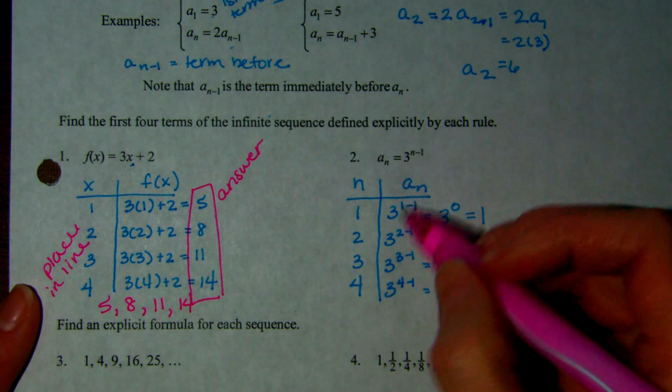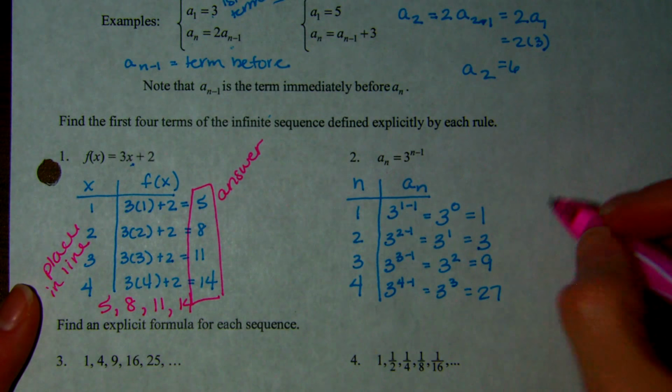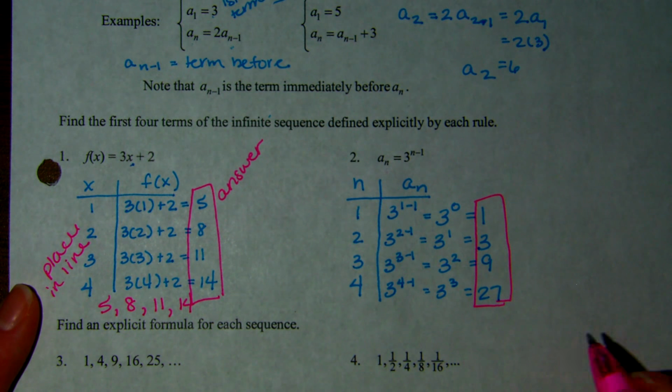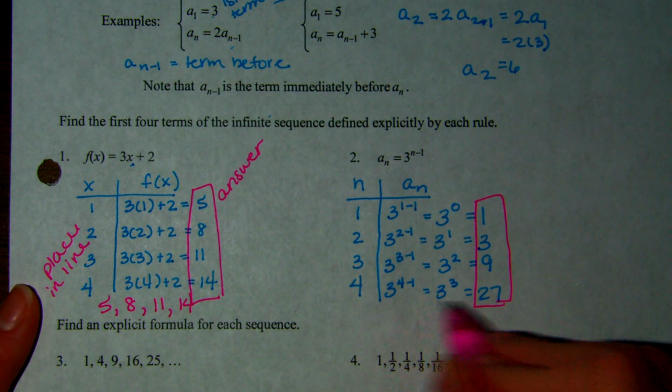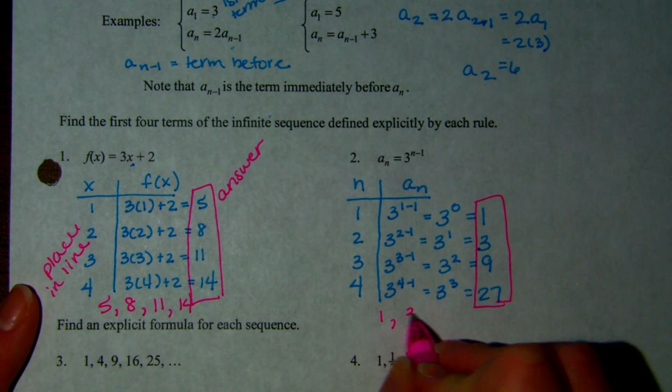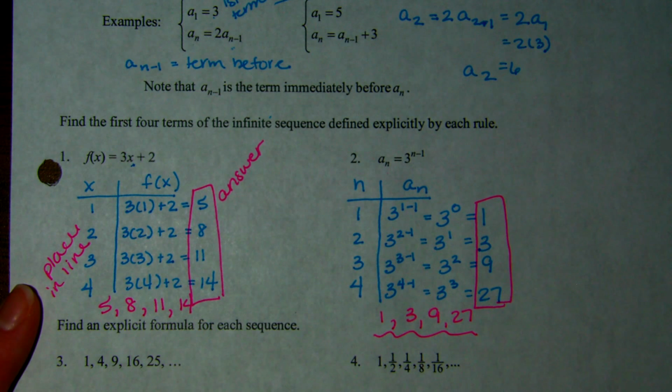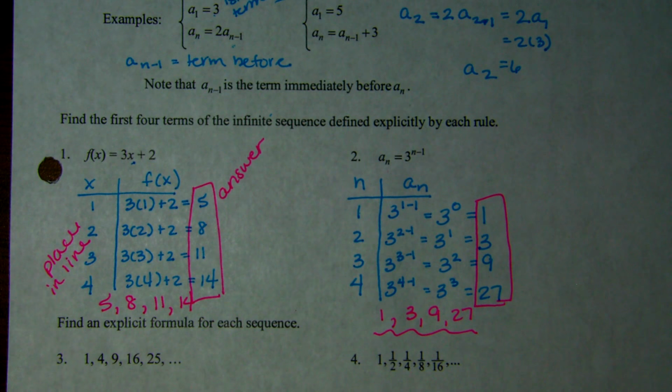And again, these are just our position over here. Our actual answer is these numbers here, and we write that answer as a list of numbers separated with commas. So 1, 3, 9, 27. That's our answer. You do need to make sure you're showing your work, though. Don't just write down that list of numbers. We're going to show where it comes from.